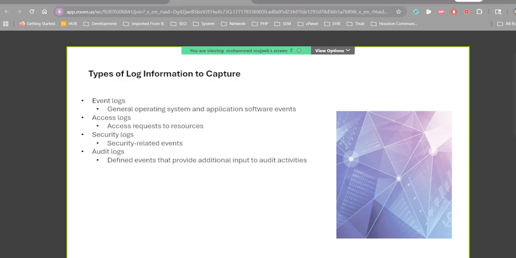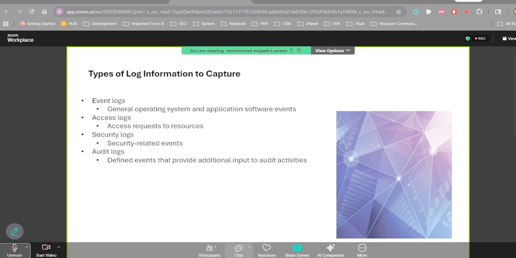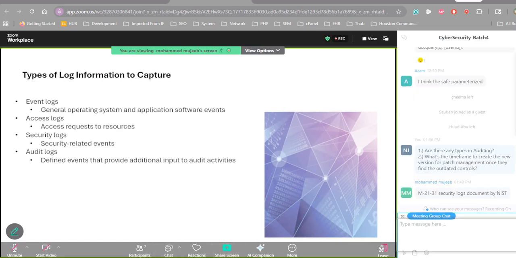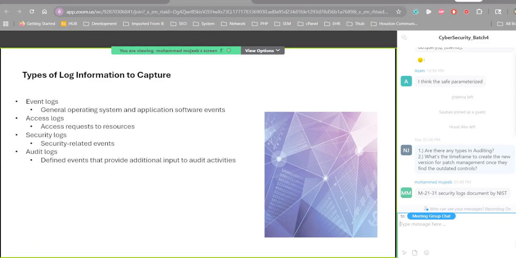M2131. Let's see. Security log document. And I think it's by NIST. Okay, so download this document. You will see exactly. I have this document. If you can't find it, let me know. I'll download it and I'll share it with you all.